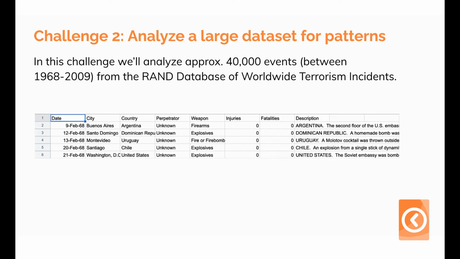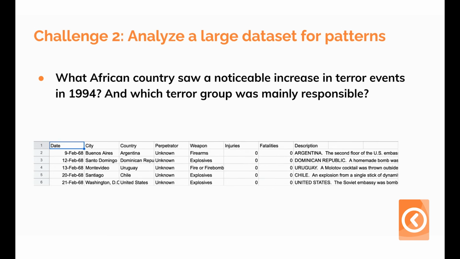So on to challenge 2. In this challenge, we're going to analyze approximately 40,000 events between 1968 and 2009 from the RAND database of worldwide terrorism incidents. It's a database that documents every terror act in every country and what happened. The data is provided in the CSV table format that we can see here. And we want to answer the following questions.